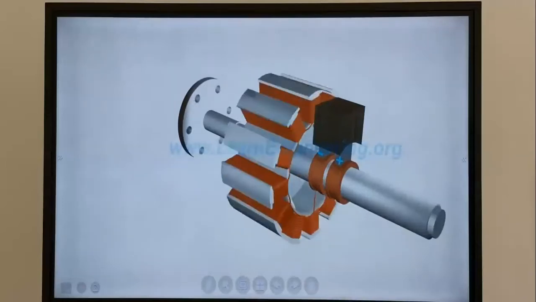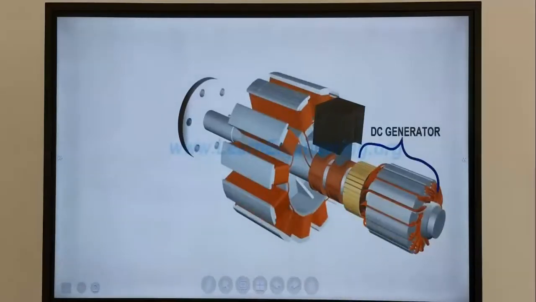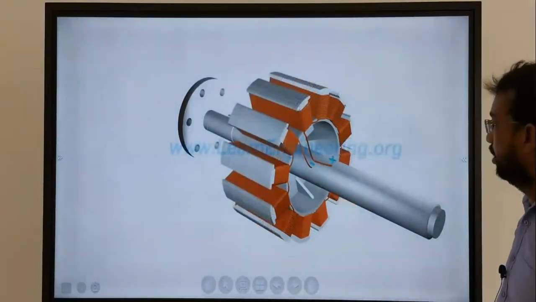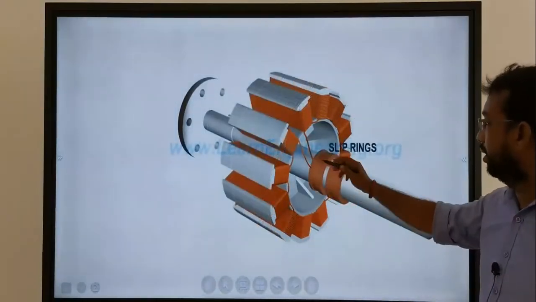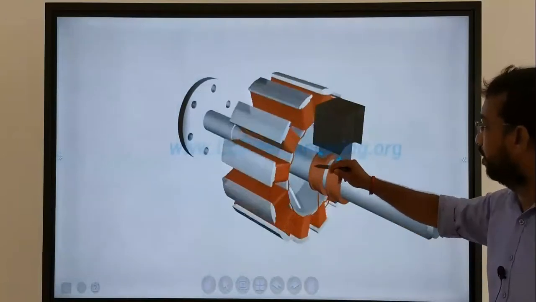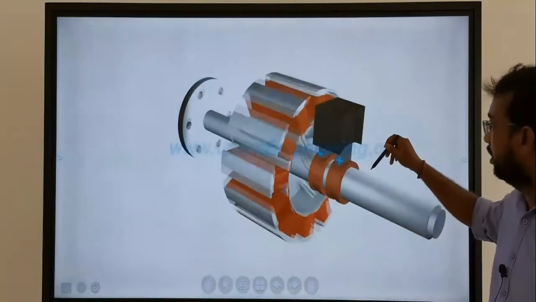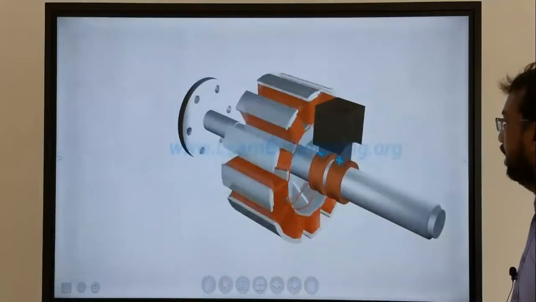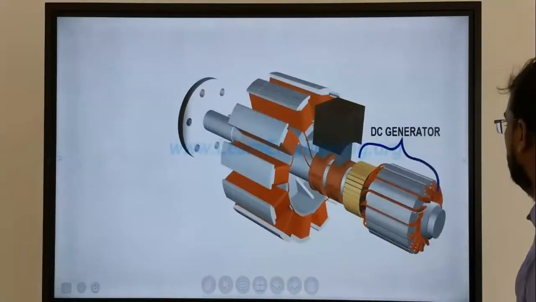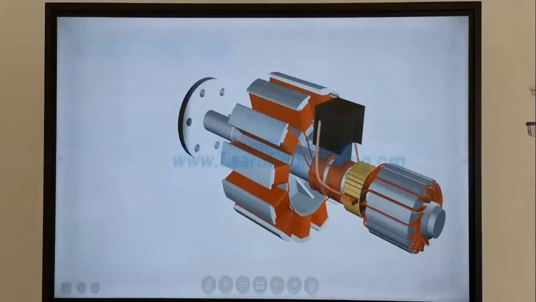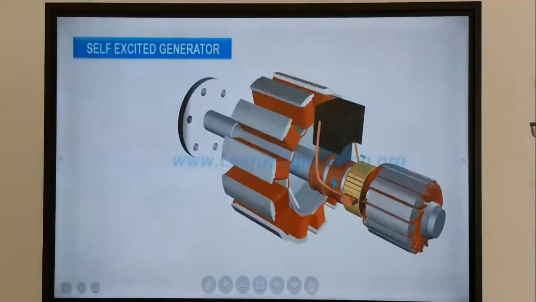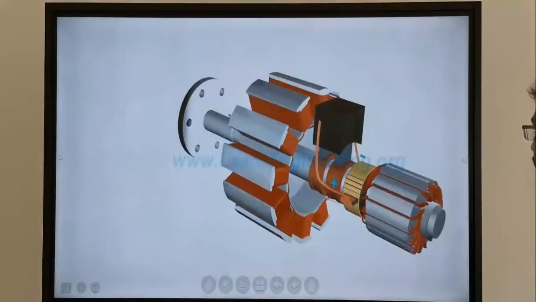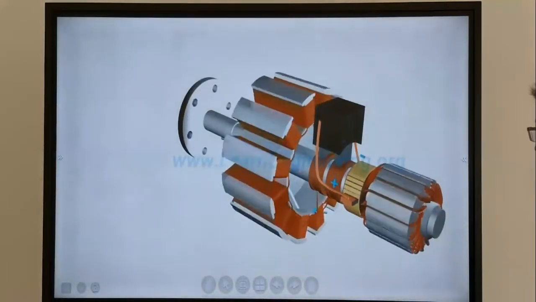So that means you can see that here the plus and minus are connected with the slip rings. The slip rings also rotate. The brush is steady. By touching the slip rings, the brush transfers the electricity. There are some DC generators also, but in our alternator we give the supply from the battery.